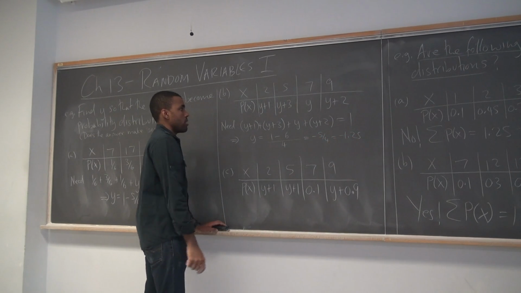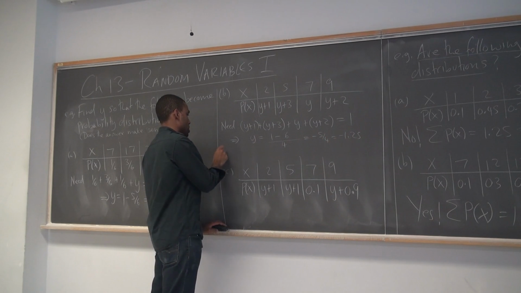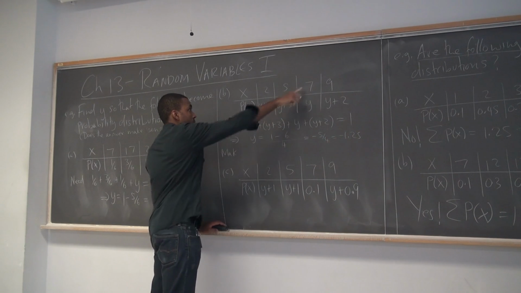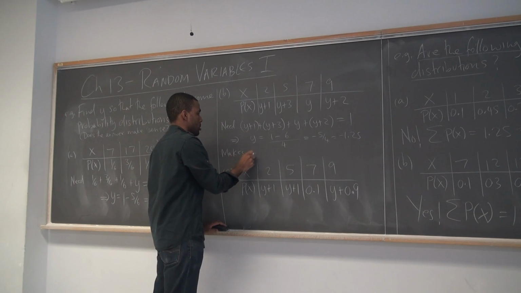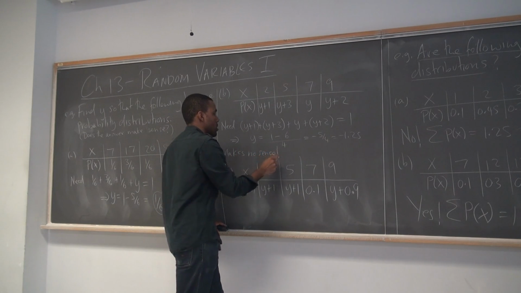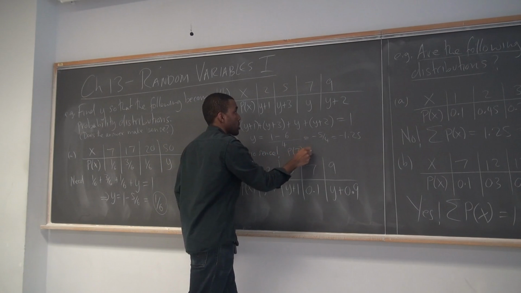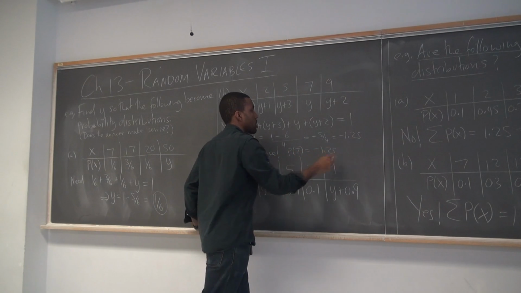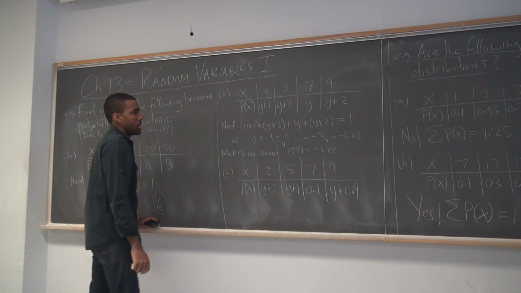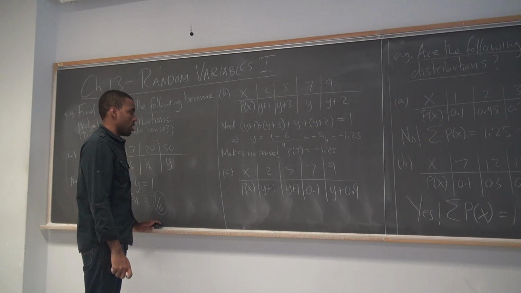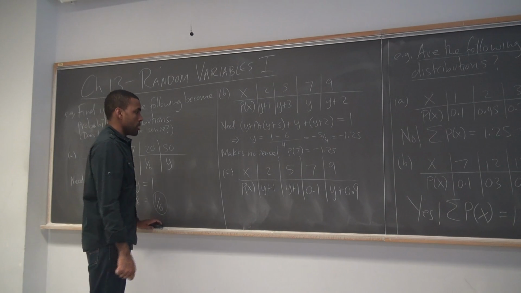Does it make sense for that value? No, because then that y would be negative. Makes no sense because the probability of 7 would now be negative. It's bigger than 1 in absolute value and it's negative, so it's wrong on 2 counts. What about this one?